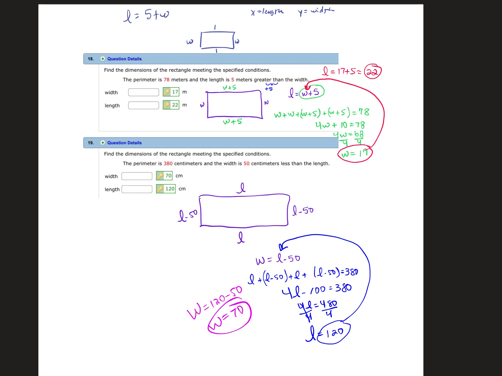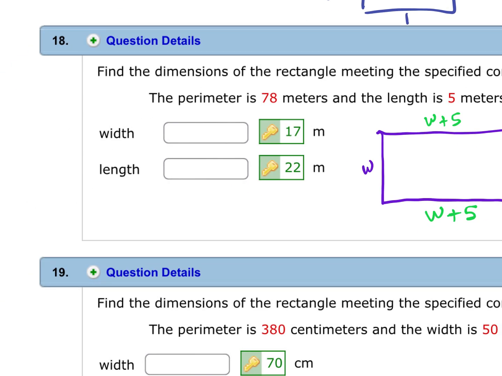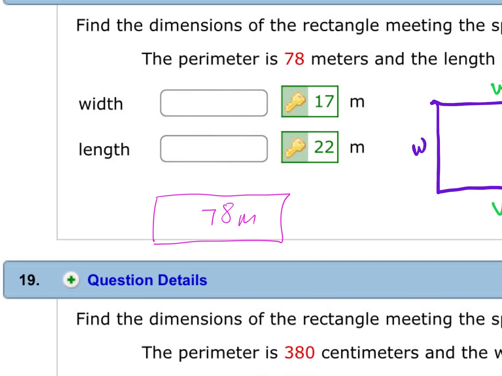What does the word perimeter mean? How do you find the perimeter of something? You add around. So if something has 4 sides, you're adding 4 numbers together, right? So this problem says the perimeter is 78 meters of a rectangle. Okay, so just think about that. Draw a picture. Here's my rectangle. When I add up all the sides, my perimeter is 78 meters, right? So the next part says that the length is 5 meters greater than. Okay, so which one is the length? The one on top, bottom, or left and right?